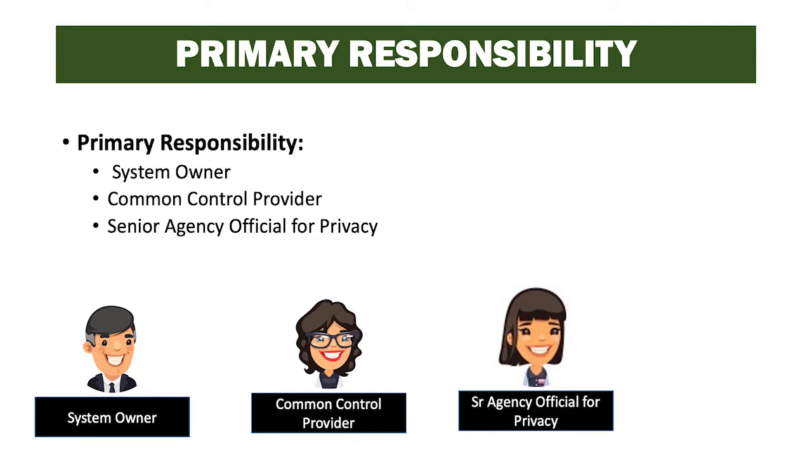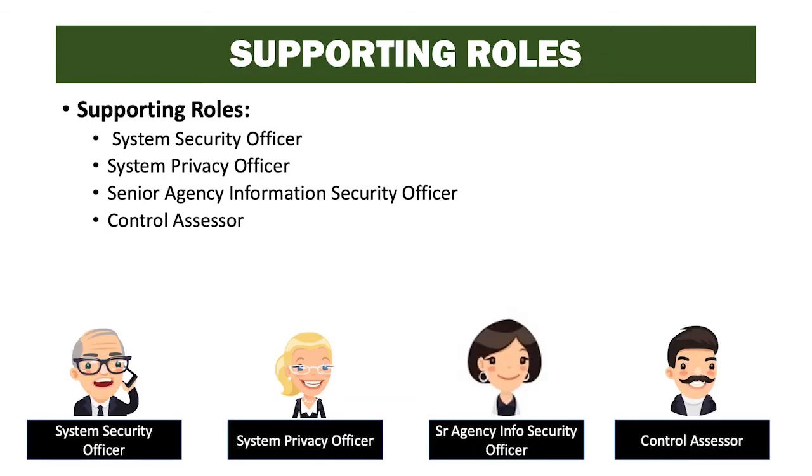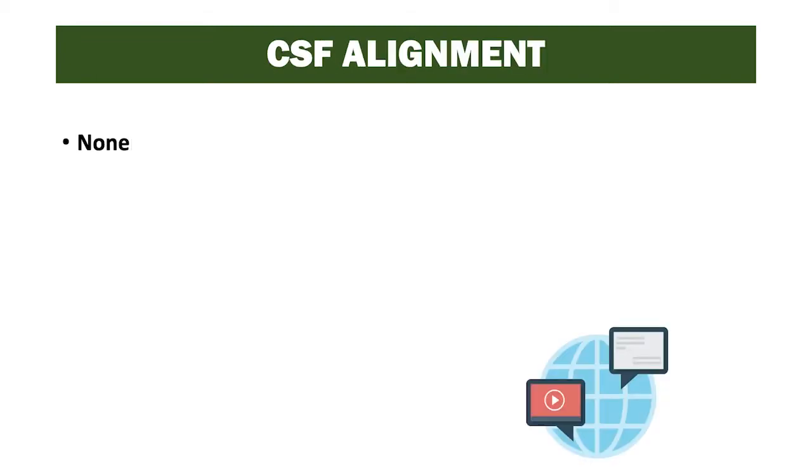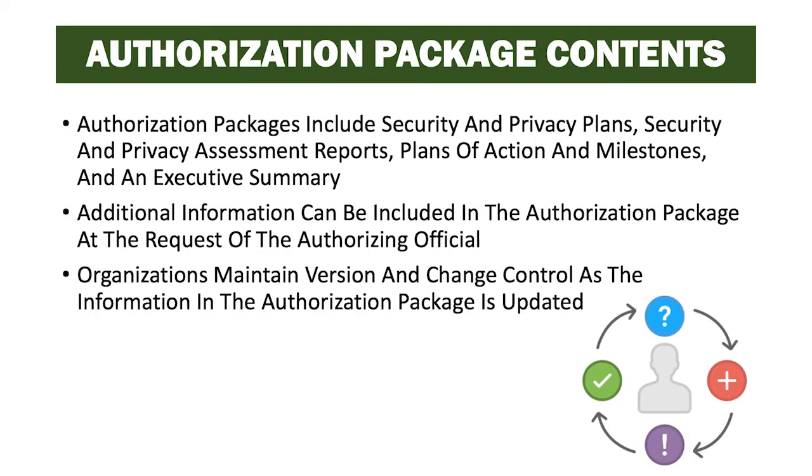Primary responsibility for this task is the system owner, common control provider, and the senior agency official for privacy. They're supported by the System Security Officer, the System Privacy Officer, the Senior Agency Information Security Officer, and the Control Assessor. This does align with the SDLC. For a new system, it aligns with implementation and assessment, and for an existing system, it aligns with operations and maintenance. There is no cybersecurity framework alignment for this task.